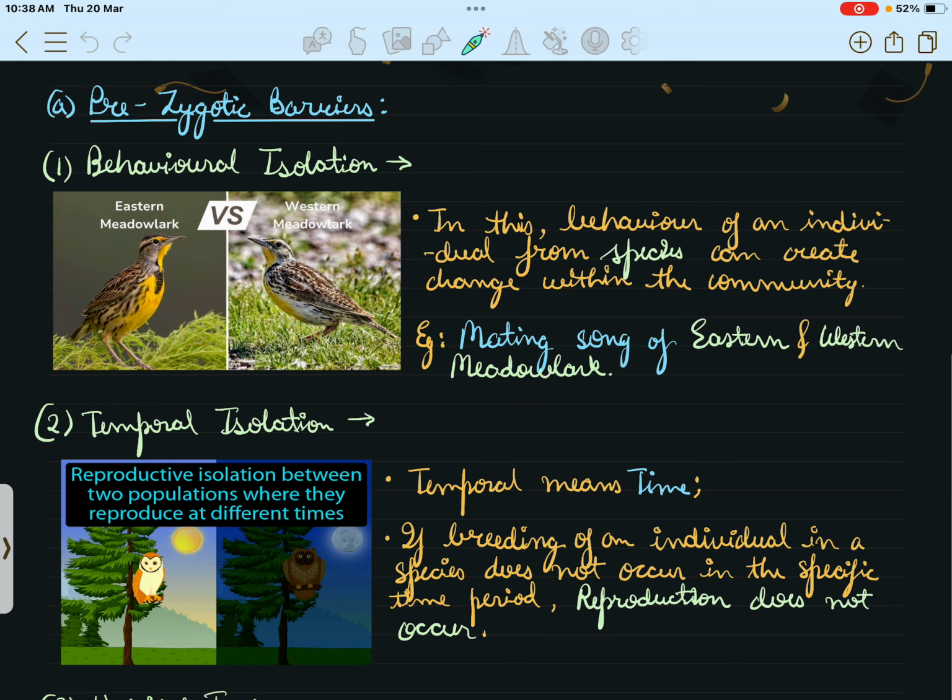लेट्स फॉर एन एग्जांपल, अब ईस्टर्न मेडलार्क एक साउंड प्रोड्यूस करता है विच अट्रैक्ट्स ओनली द ईस्टर्न मेडलार्क, the other organism from eastern meadowlark, but it doesn't attract the western meadowlark. So because of which there is no interbreeding between the two, but there is a difference of sound or the behavior.